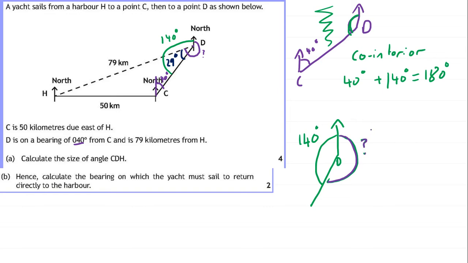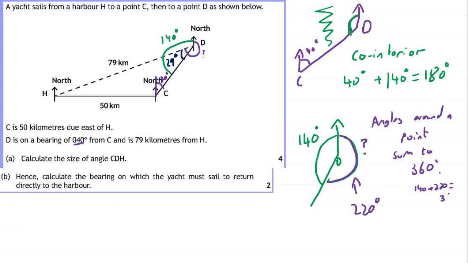And again, I'm hoping that you're remembering that angles around a point sum to, what do they sum to? Yeah, that's right, 360 degrees. So this purple angle must equal 220 degrees because 140 plus 220 equals that 360.